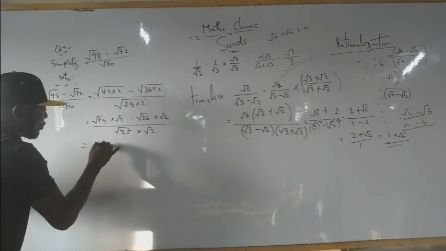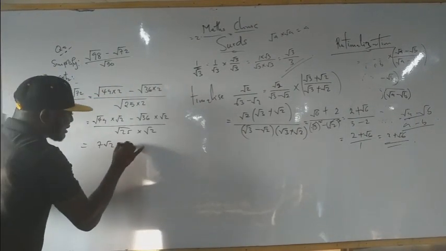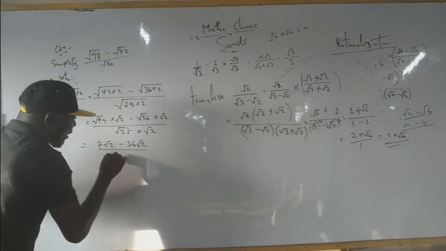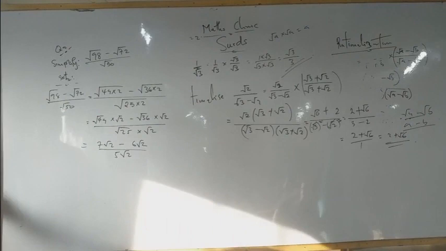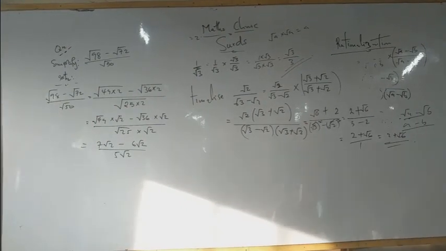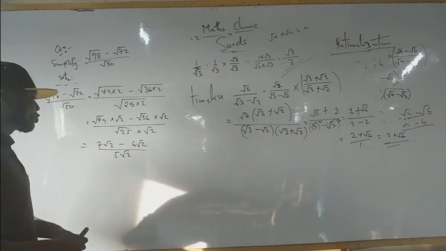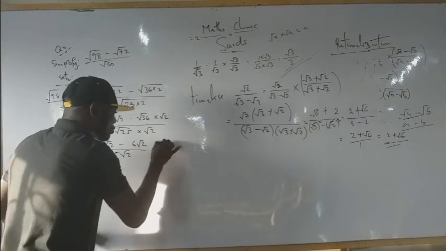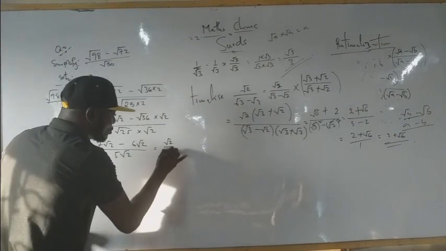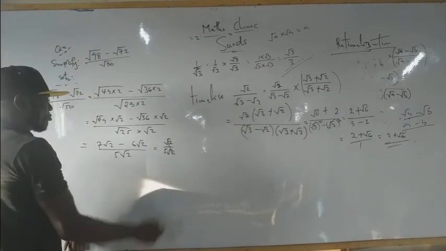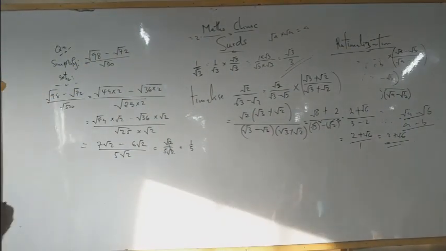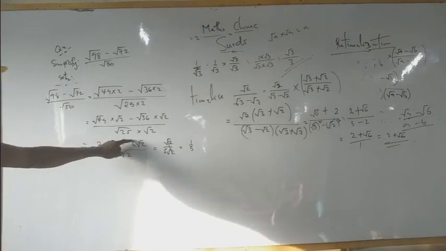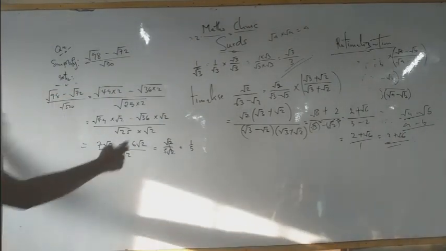which is equal to: square root of 49 is 7, so 7 root 2 minus, oh sorry, this is 6. Square root of 36 is 6. So 7 root 2 minus 6 root 2, that will give you 1 root 2, that is root 2, upon 5 root 2. This and this will go, so you are left with 1 over 5. Take notes: 7 root 2 minus 6 root 2 will give you root 2.